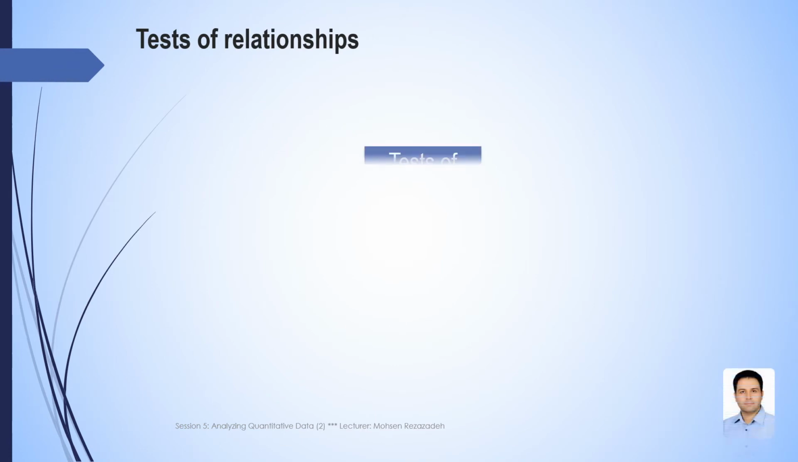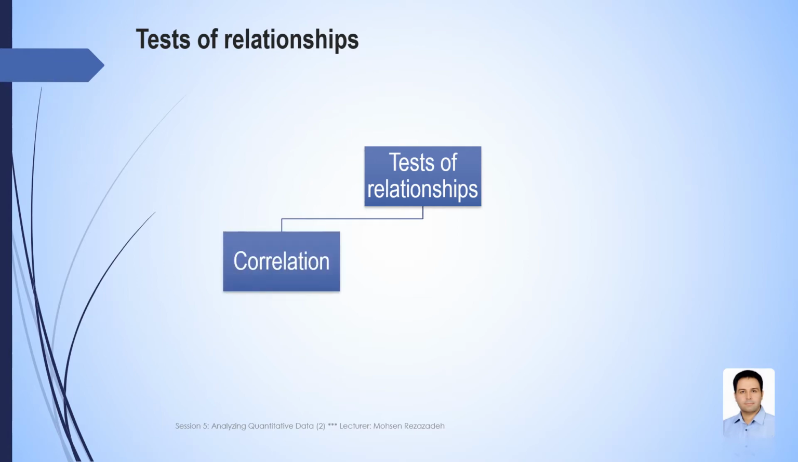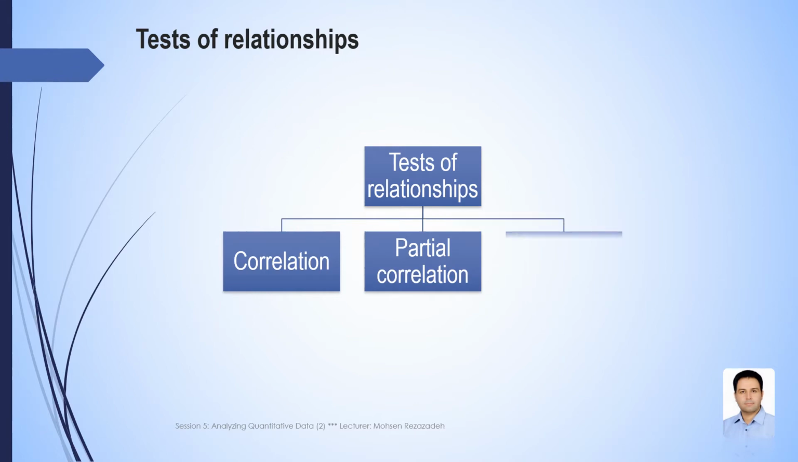Tests of relationships can be categorized as correlation, partial correlation, and regression analysis. In correlation research, no variables are manipulated. Correlational research, in fact, attempts to determine the relationship between or among variables. It does not determine causation.